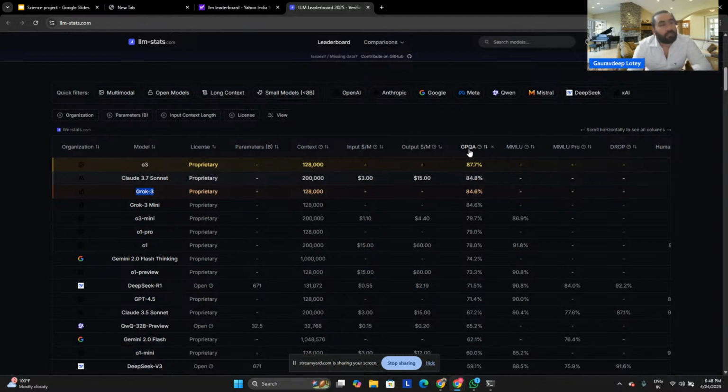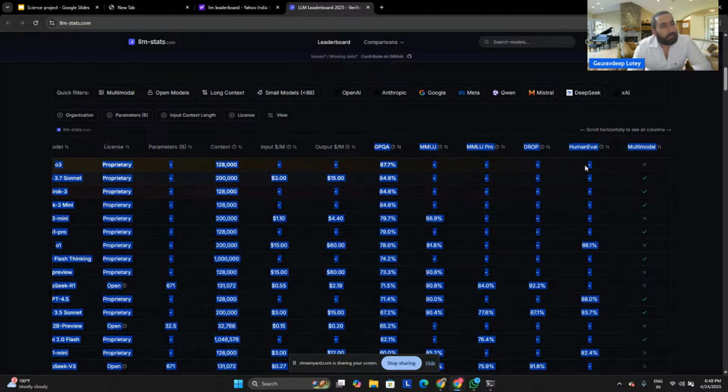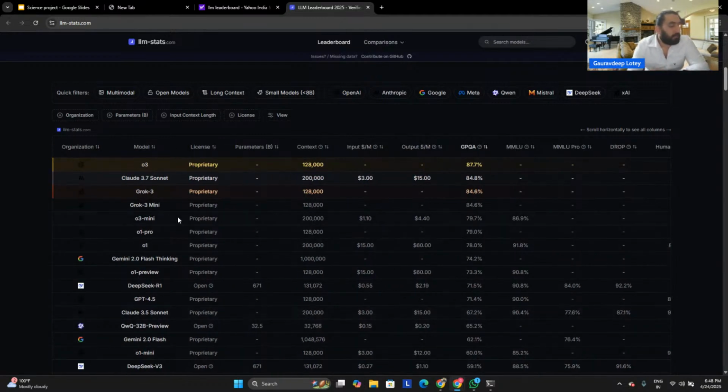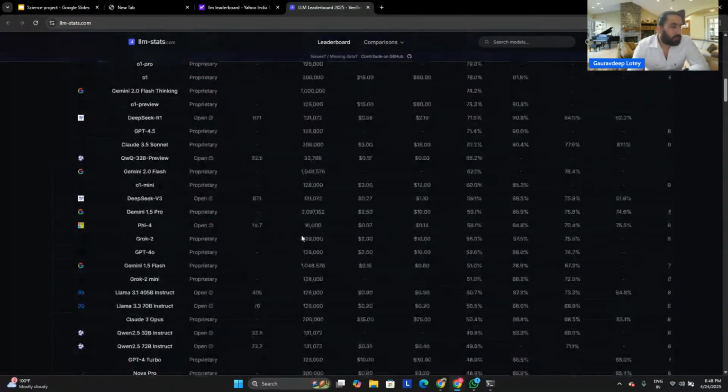And if you see, there are different tests on which they are tested, out of which GPQA being the most reliable, 87, 84, 84, very close call here. So this is an interesting way that you can realize which models are performing how.